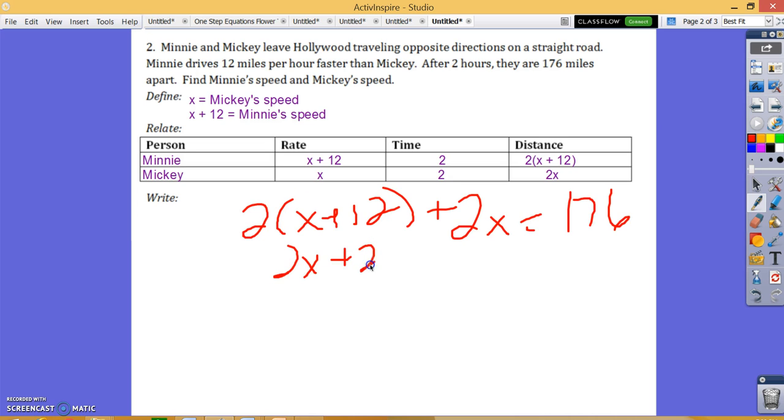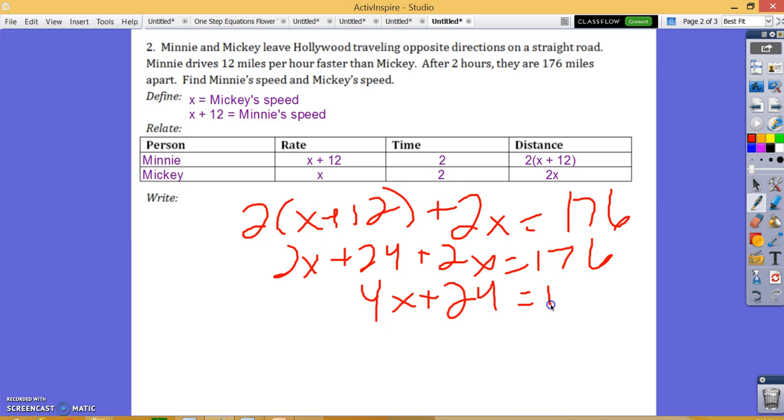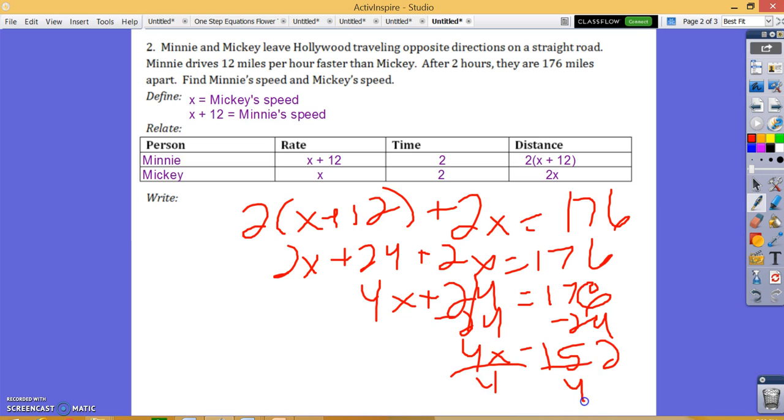So we've got 2x plus 24 plus 2x equals 176. 4x plus 24 equals 176. Subtract 24. And I'm left with 4x equals 152. And then from there, all I would need to do is divide. So when I divide by 4, I get 38.